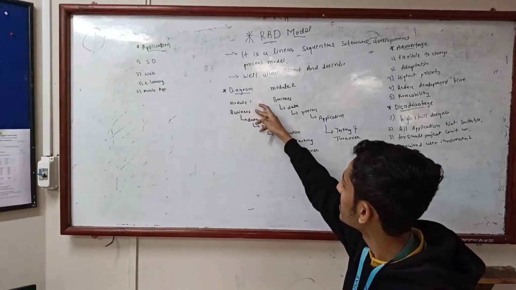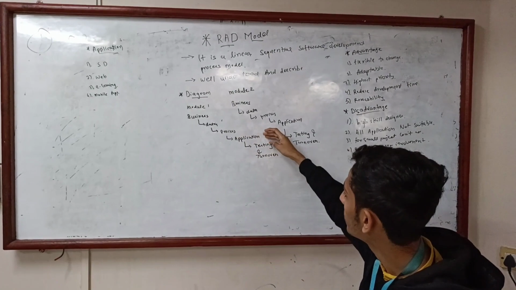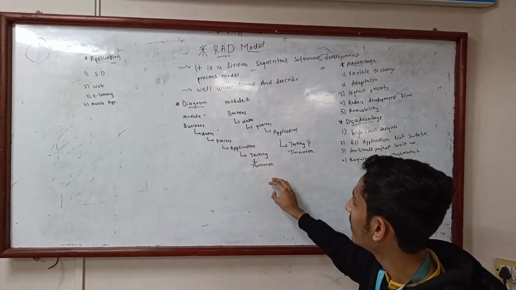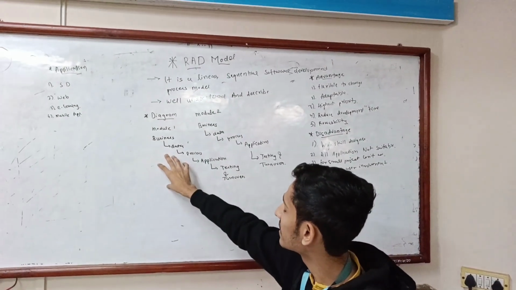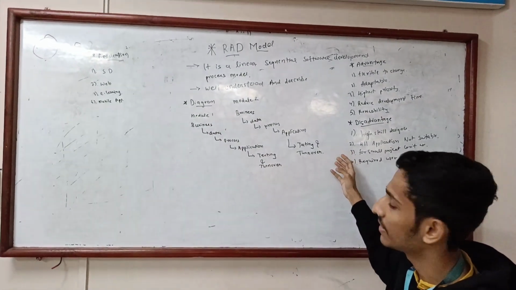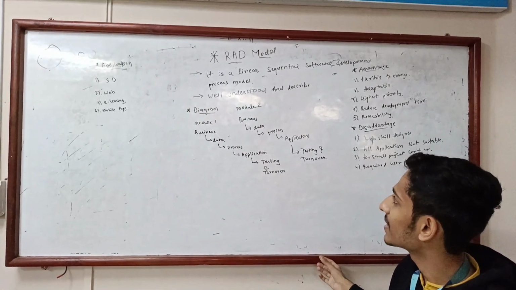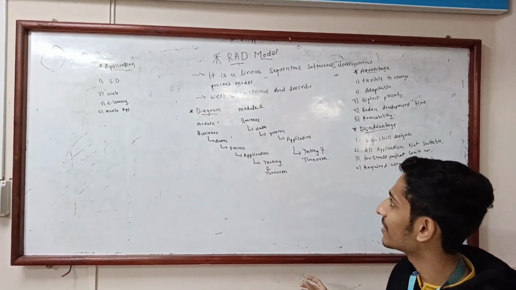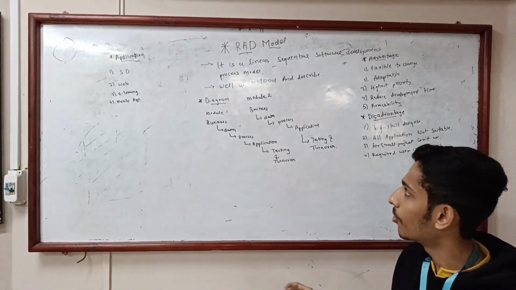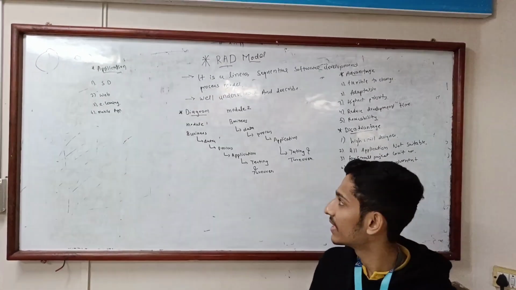So first is business model, second is data modeling, third is process modeling, fourth is application modeling, and fifth is testing and turnover. And all of this is contained in a module 1. Likewise, there are different types of modules in which different setups and different things are developed. For example, someone is creating a website, so one team will only develop a homepage, then another team will develop other things like that.